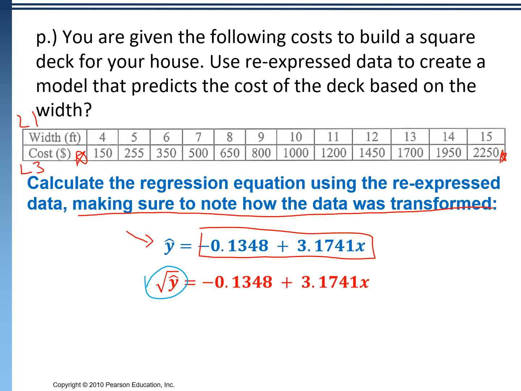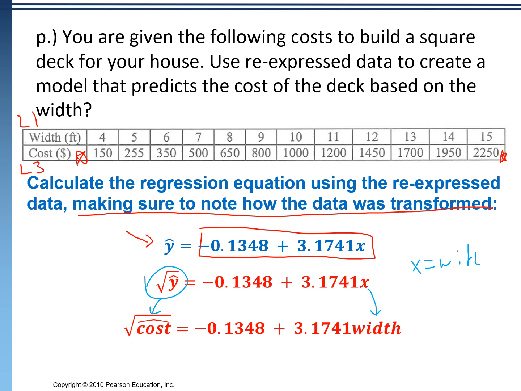It's also good practice to use the variable names instead of the variables x and y. In this case, x is width, and the predicted variable is cost, so cost will have a hat on it. If you don't use variables in the equation, somewhere in the problem you need to note x equals width, y equals predicted cost, etc.